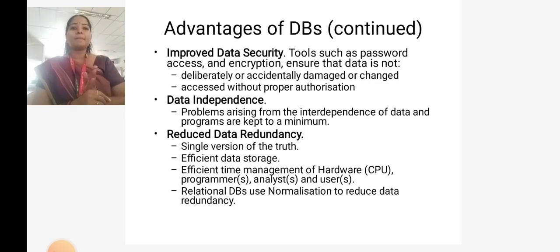Data independence: problems arising from the interdependence of data and programs are kept to a minimum level. Data redundancy again comes here. Data redundancy in the sense a repetition of data will not be allowed. So there is a single version of the truth, efficient data storage, and efficient time management of hardware, analyst, user and programmer. The database uses normalization to reduce data redundancy. Once it finds a data redundancy, it will delete the duplicate data. Only the updated data will be there.